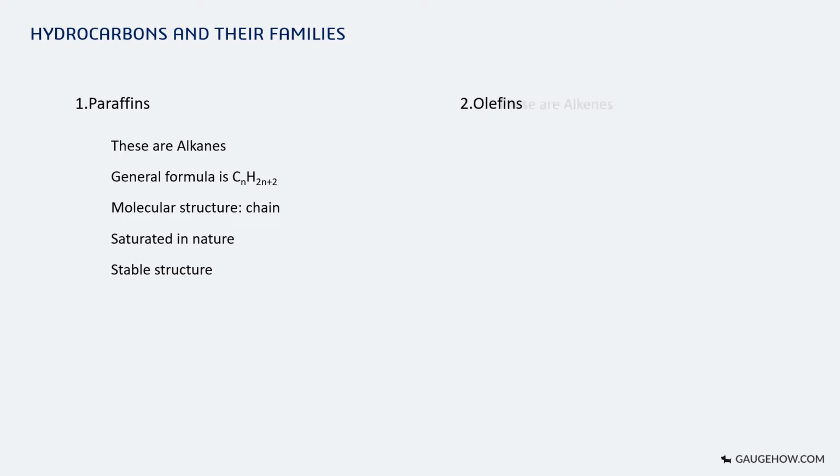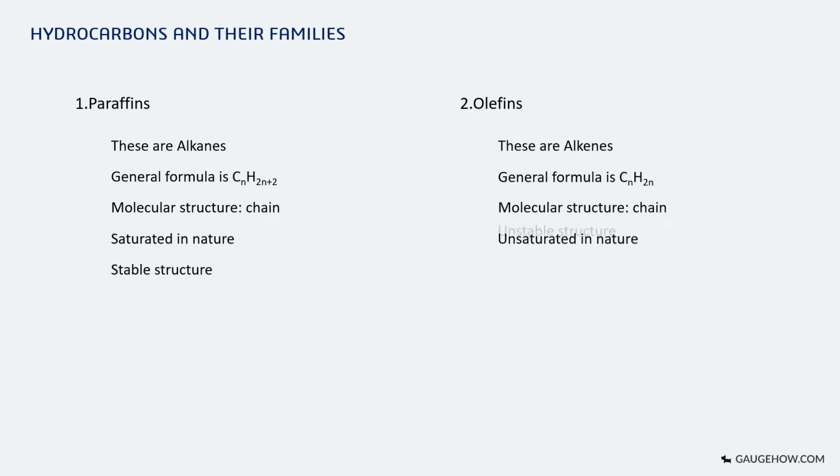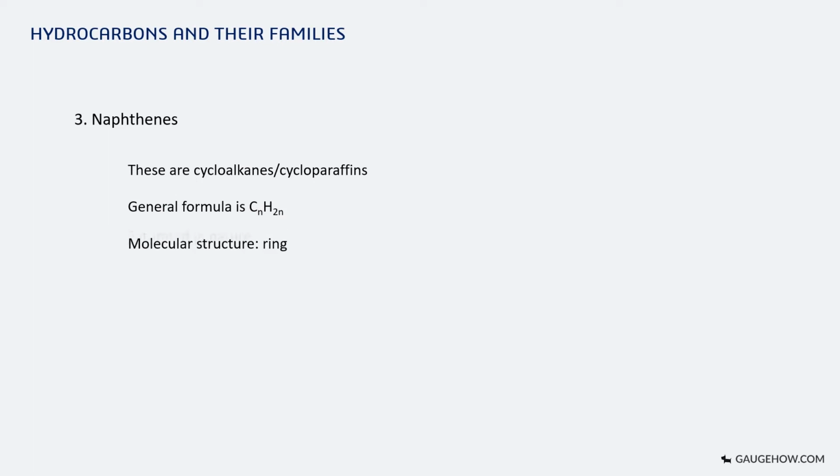Olefins. Olefins are alkenes which also have a chain-like molecular structure. Olefins are unsaturated hydrocarbons, that means that they have at least one double or triple bond. The structure is unstable. Naphthenes. Naphthenes are cycloalkanes or cycloparaffins. Their molecular structure is like a ring. Naphthenes are saturated in nature and they are also stable.